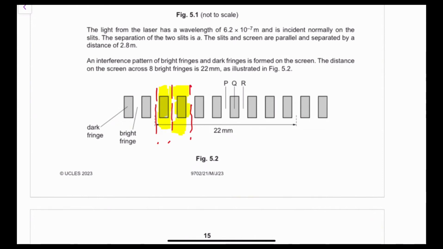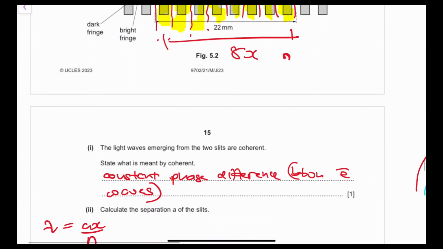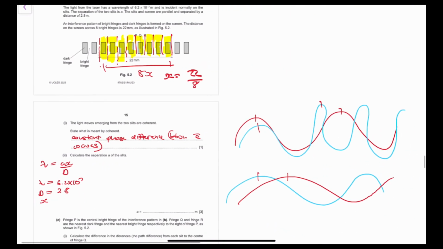If we were to go here, another one here, so it's 1, 2, so we have 3. If we were to go here, that's 4, 5, you get the idea. Then 6, the next one 7, and the last one over here, that'll be 8. So basically we have 8 bright to bright fringe intervals, so we have 8 values of X. So this is basically 8X. So how do you find X? Well, X will be 22 divided by 8.